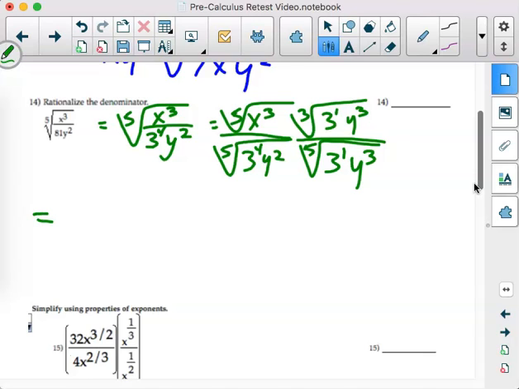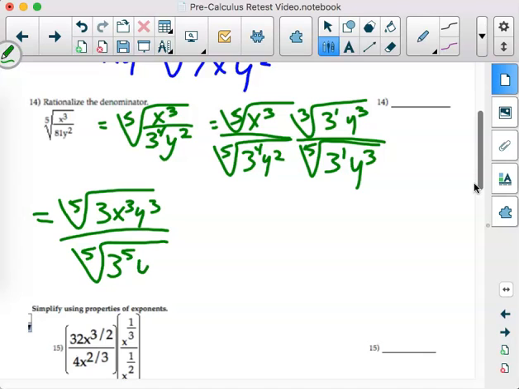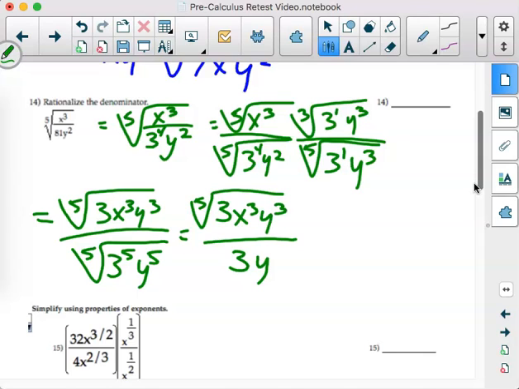Now, because I ran out of space, I'm going to go over here. And in my numerator, I have the 5th root of 3x to the 3rd, y to the 3rd. And in my denominator, I now have the 5th root of 3 to the 5th, y to the 5th, which is perfect because that's going to be 3y, because our radical and our powers are perfect matches. They are inverses of each other. And then there's nothing else I can do about my radical in the numerator. So unless we need absolute value bars, that is done.